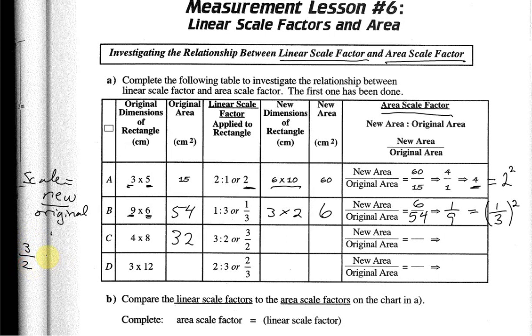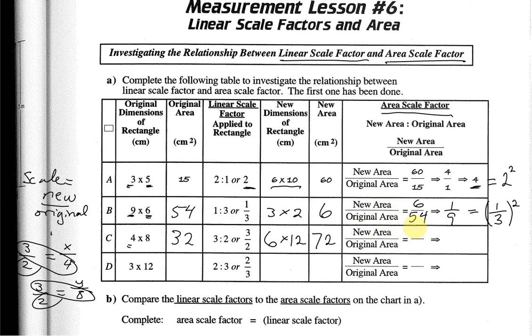So our scale factor, 3 to 2, is equal to our new, which is not known yet, over our original, 4. Cross multiply and divide by 2. 12 over 2 is 6. Do the same thing with the other dimension. 3 to 2 is equal to your new dimension over your old dimension. 3 times 8, cross multiply, and divide by 2. 24 over 2 is 12. Multiply to get 72.